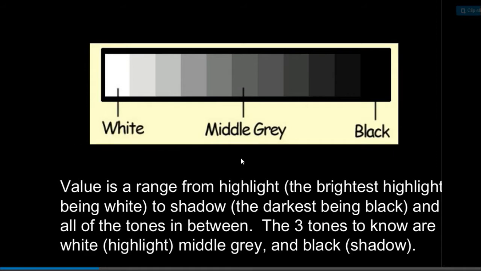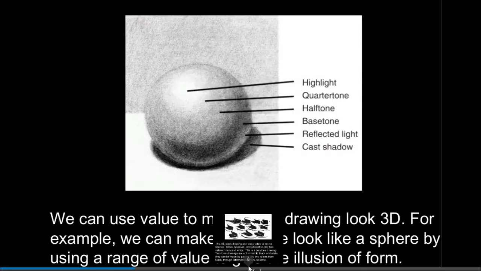So here in this figure, in this illustration, value is arranged from highlight. Galing siya dito sa pinakaputi, highlight. The brightest highlight being white, the shadow, the darkest being black, and all of the tones in between dito. The three tones to know are white, highlight gray, middle gray, and the black or the shadow.